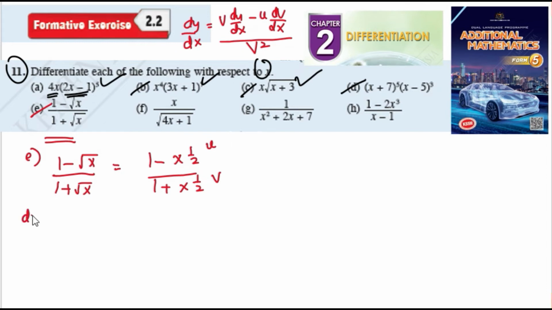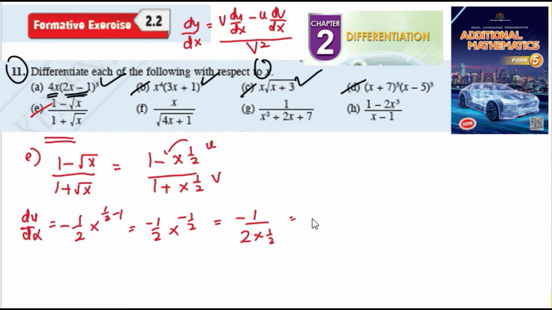So here du over dx is equal to, when you differentiate 1 you get 0. When you differentiate x to the power of half, you bring the power forward. So you get negative half x, and then you minus the power with 1. So half minus 1, you get x to the power of negative half. So the power needs to be positive. So negative 1 over 2 x to the half, which is equal to negative 1 over 2 root x.